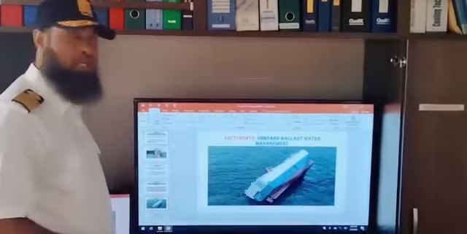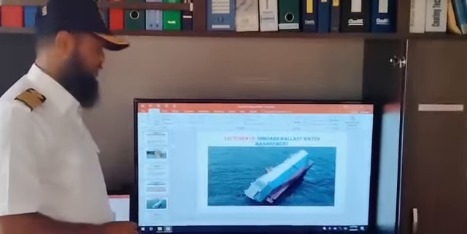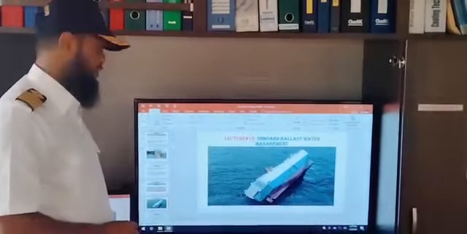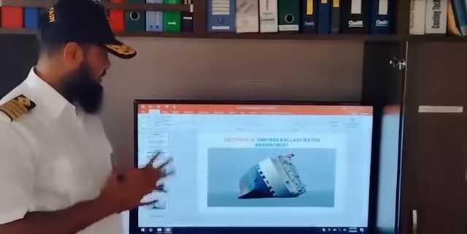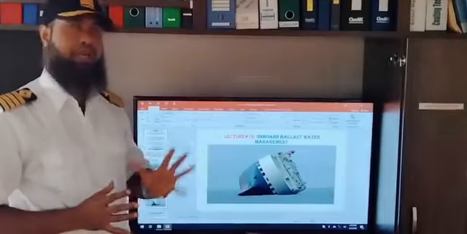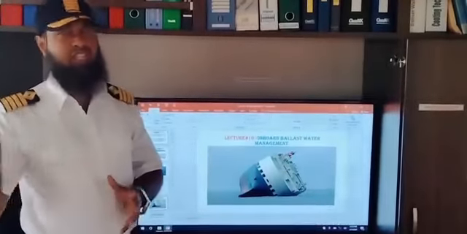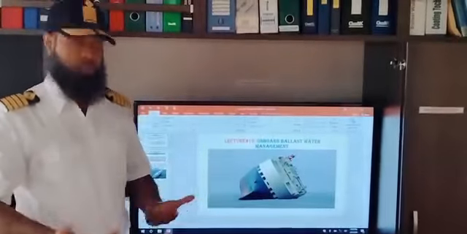And the vessel was abandoned, and all the crew were rescued from there. And that was another picture of the same car carrier. We can see the disaster of the car carrier, which happened during ballast water exchange due to human error.